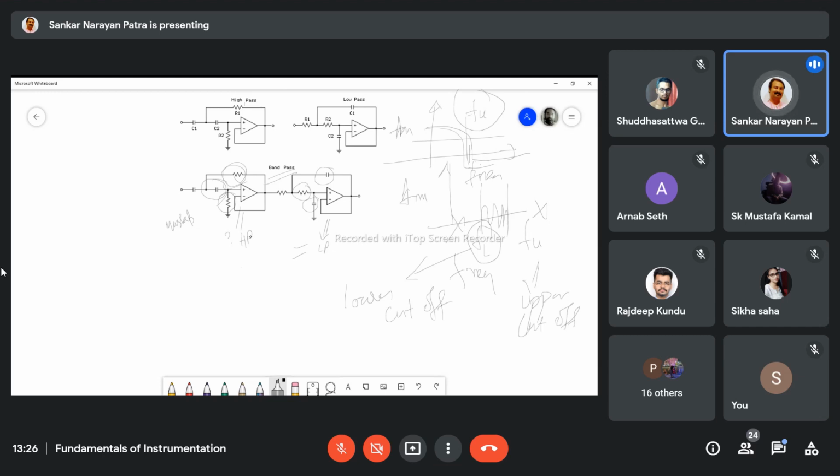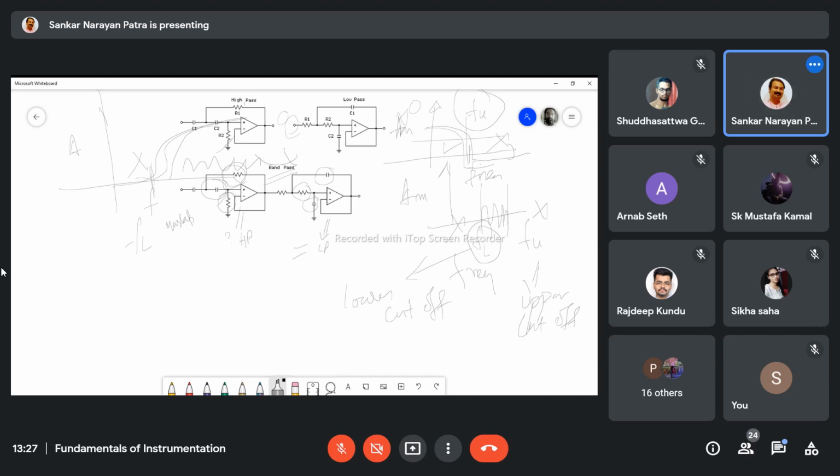And for high pass filter, definitely this will be FL, lower cutoff frequency, and onwards the frequency will be allowed. The signal will be allowed here and not allowed there. In low pass, the signal will be allowed up to here, and after the upper cutoff no signal will be allowed to pass through the circuit. So if you put any signal above the upper cutoff frequency, it will give you zero output. Similarly, any signal below the lower cutoff frequency will be zero.